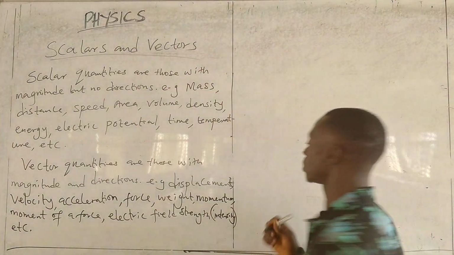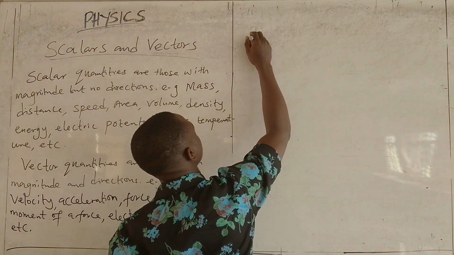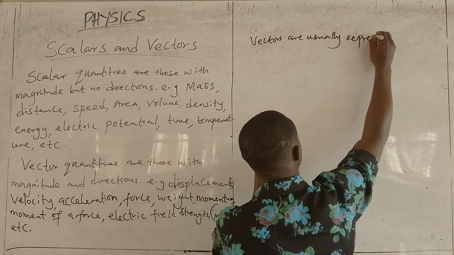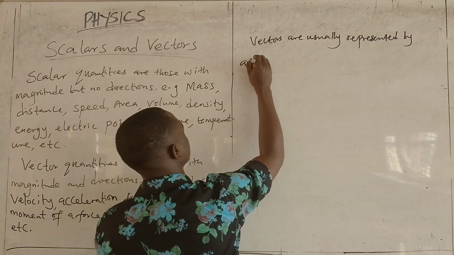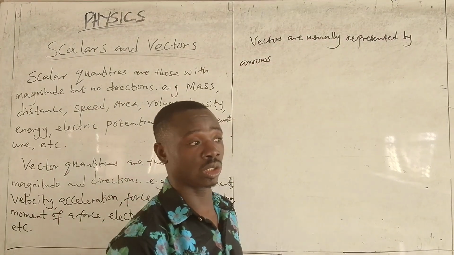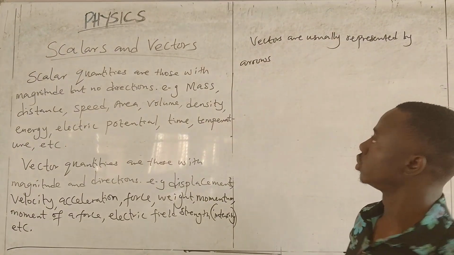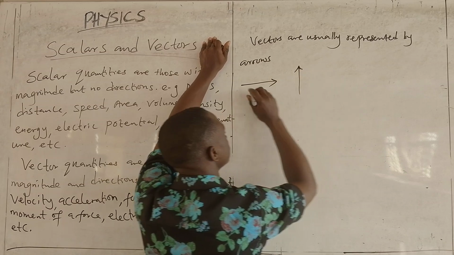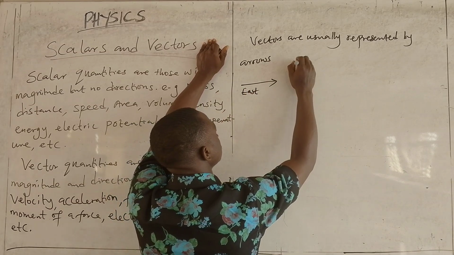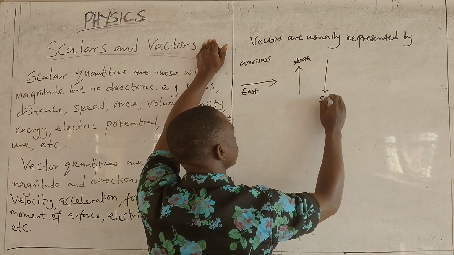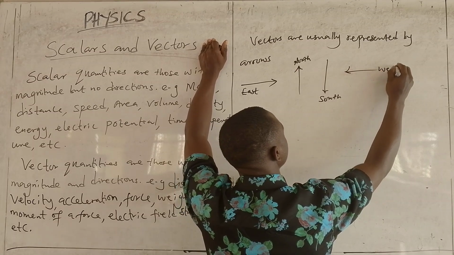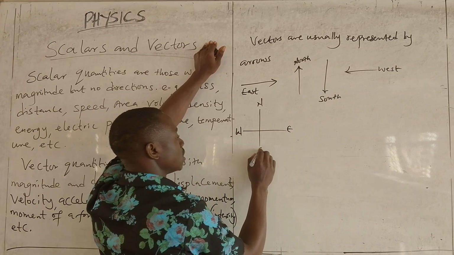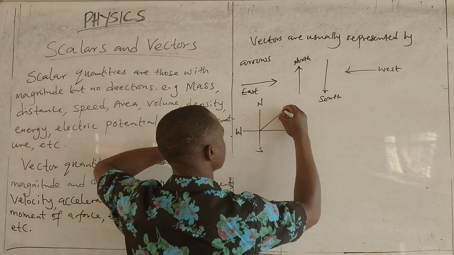Now vectors are usually represented by what? By arrows. These arrows show the direction in which the vectors are headed. So there are 8 possible arrows, 8 possible directions in which vectors can face. This is east, if you remember your cardinal point. This is north. This is south, downward. This is west. So from your cardinal point, this is north, this is east, this is west, and this is south.